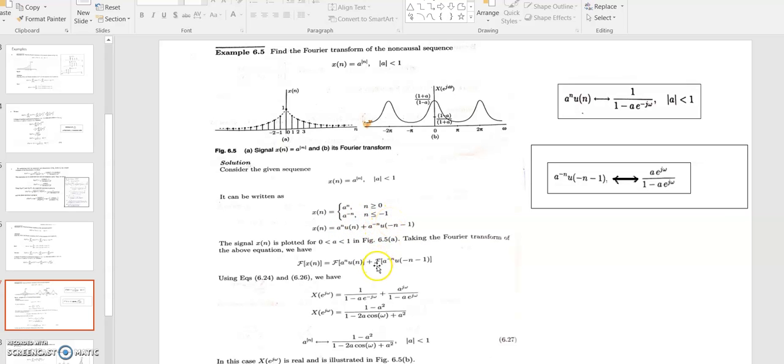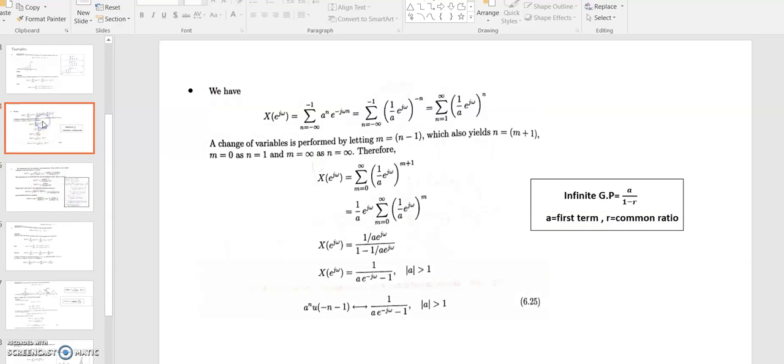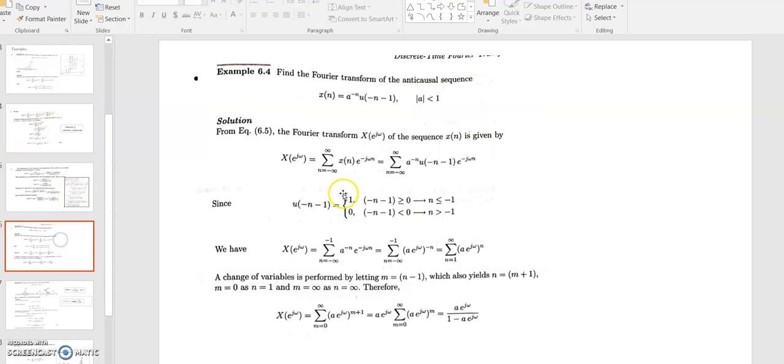So in the formula of discrete time Fourier transform, the limit will break according to this function. For this part, the limit will extend from 0 to infinity, and for this you have already calculated the Fourier transform. Here you have calculated the Fourier transform of this function. So put this value from here.